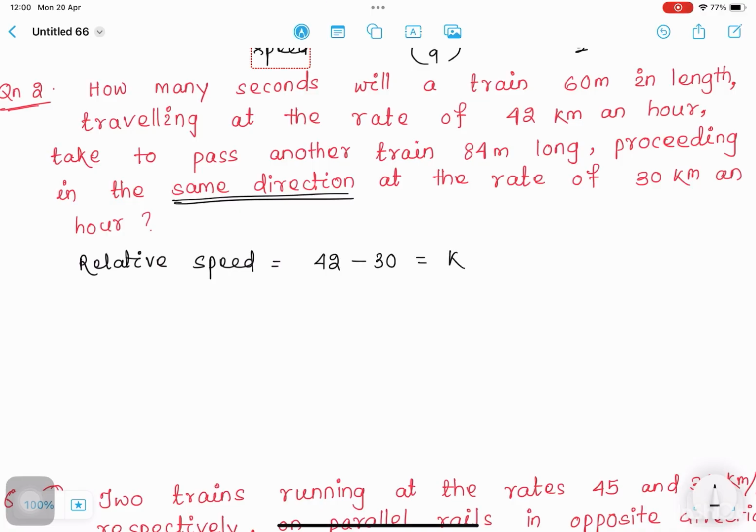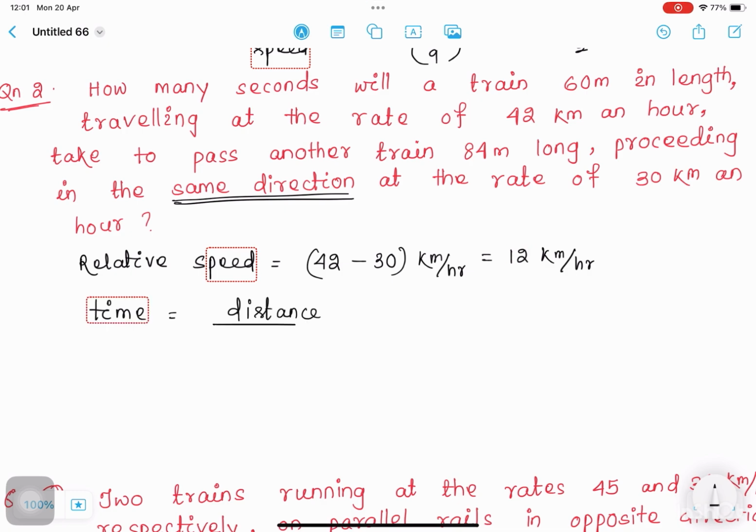So here first one is 42 kilometer per hour. Second train is 30 kilometer per hour. So 42 minus 30, that is 12 kilometer per hour. So here they will cross each other. Here we have to find out how much time, how many seconds.